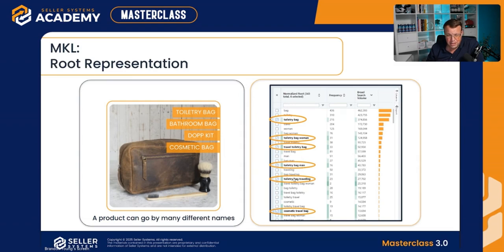Toiletry bag man, toiletry bag traveling, cosmetic travel bag. And if you search down, you would see dop kit, you would see shaving bag. So you would see all these other different root words with how many keywords have that root and the search volume of those roots. And that's really important to really understand the demand.